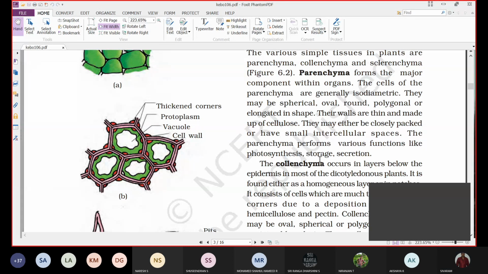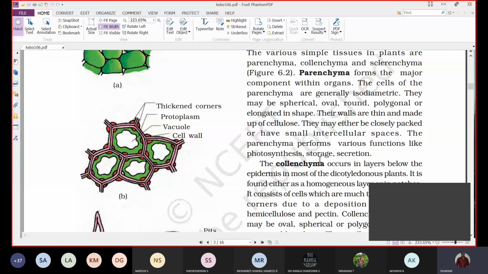Next, their walls are thin and made up of cellulose. The cell walls are thin and made up of cellulose, the primary character of plant cells. They have cellulosic cell walls, thin and made up of cellulose.